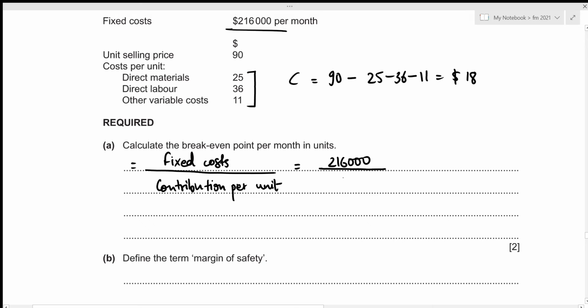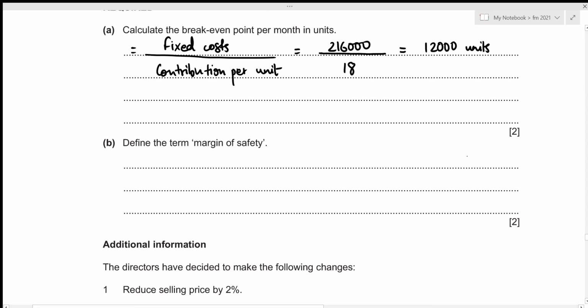Let's substitute this. And now the break-even point per month is going to be 216,000 divided by 18, which is 12,000. And this is units. Alright, this concludes the first part of this question. Now we can move towards the second one. We need to define the term margin of safety. So margin of safety is just the difference between the actual or the forecasted sales and the break-even point.